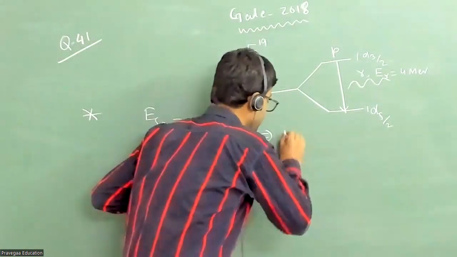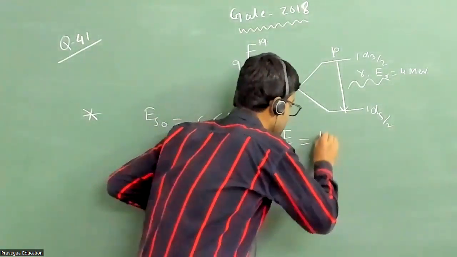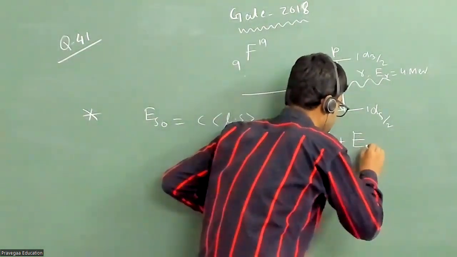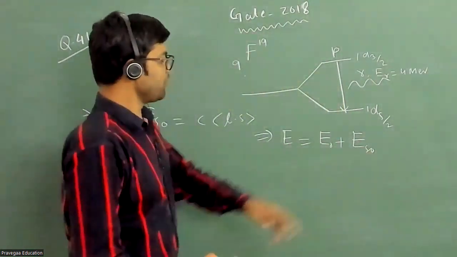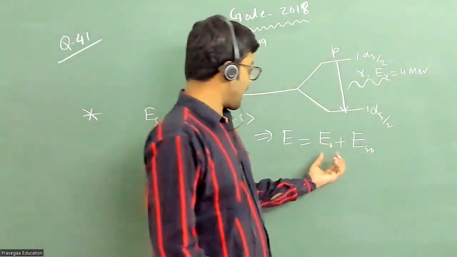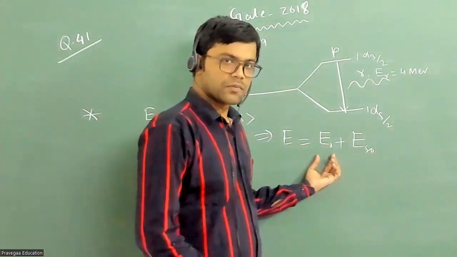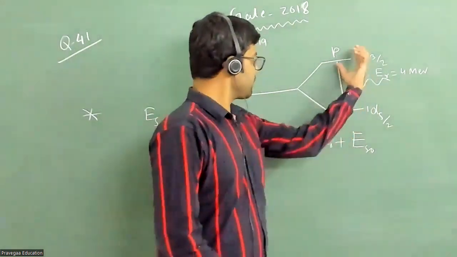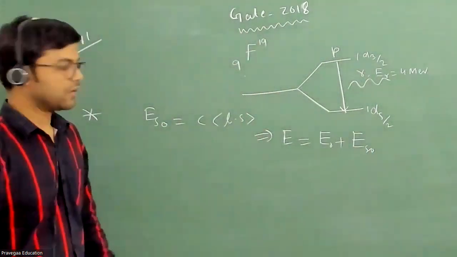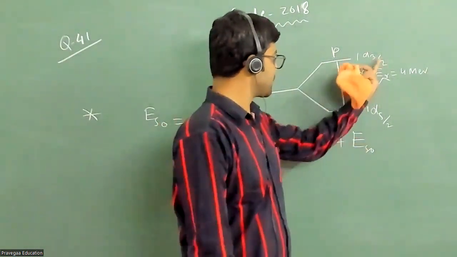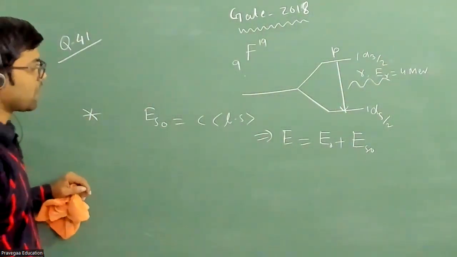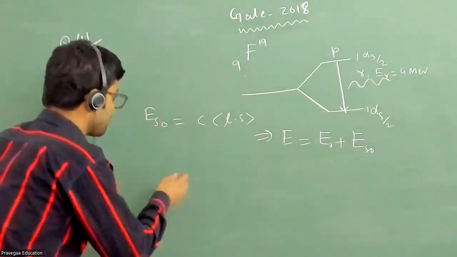So as you know, this is the spin orbit contribution in the energy, so the total energy of the system will be some unperturbed energy plus the spin orbit energy. And you have two states here having the same L value, so basically E0 will be the same. Their energy difference is coming because of this spin orbit energy, and both have different spin orbit energy. So let us calculate that spin orbit energy of the nucleus.